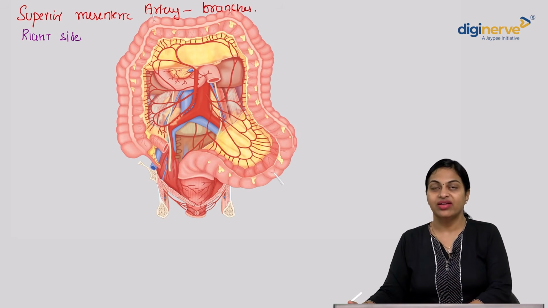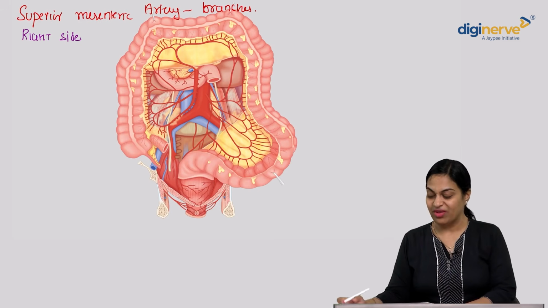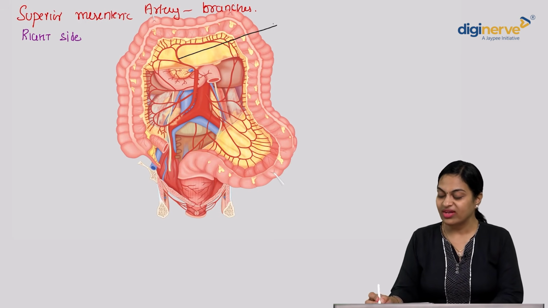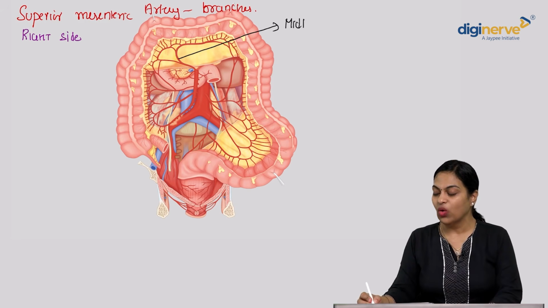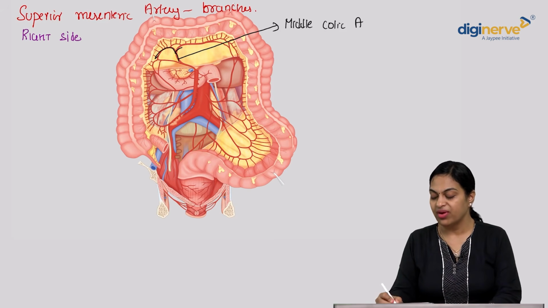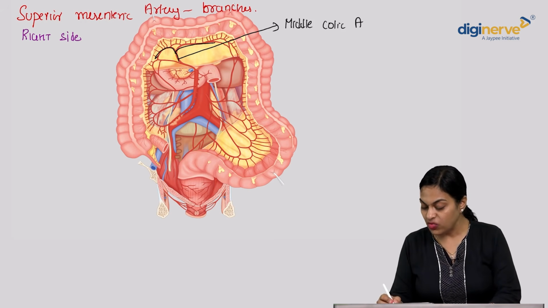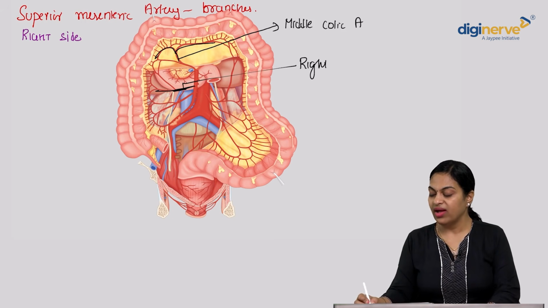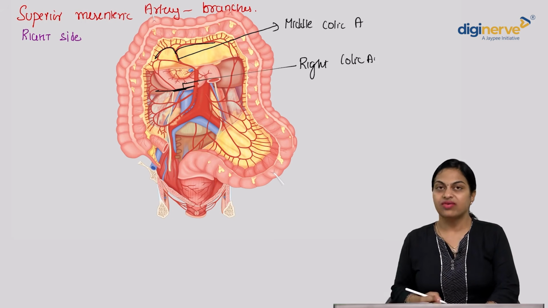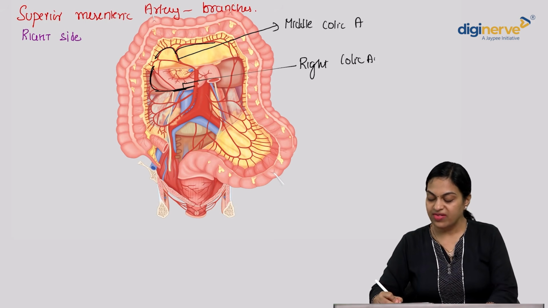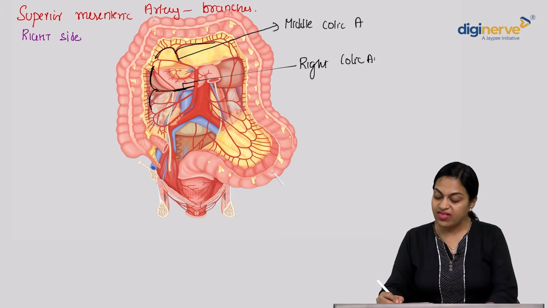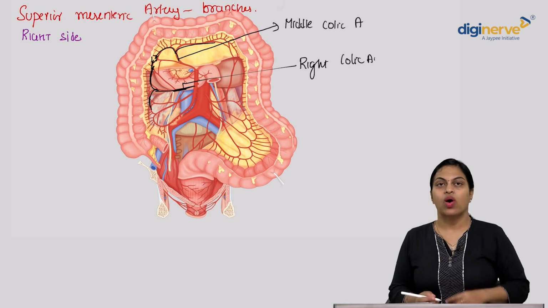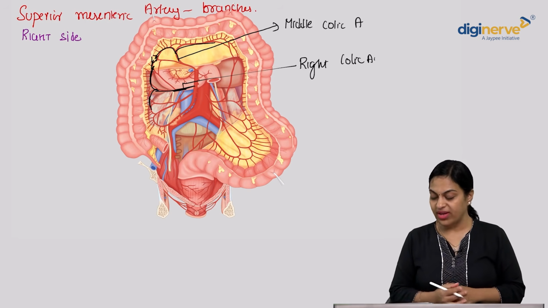Now let's identify the branches on the right side of the superior mesenteric artery. This one that we see here is the middle colic artery. From the superior mesenteric artery, the middle colic artery will divide into a right branch and a left branch. And this one here is the right colic artery. This right colic artery will divide into an ascending branch and a descending branch. The ascending branch goes ahead to anastomose with the right branch of the middle colic artery.